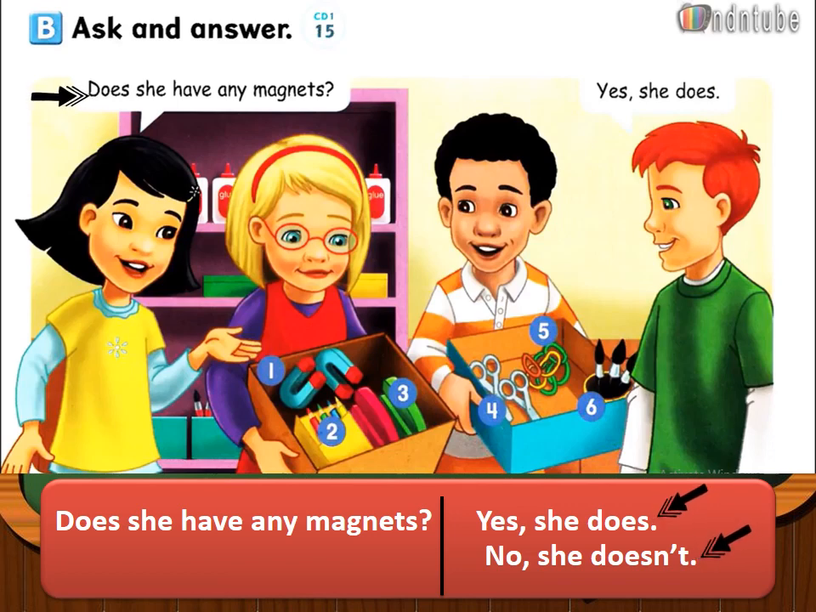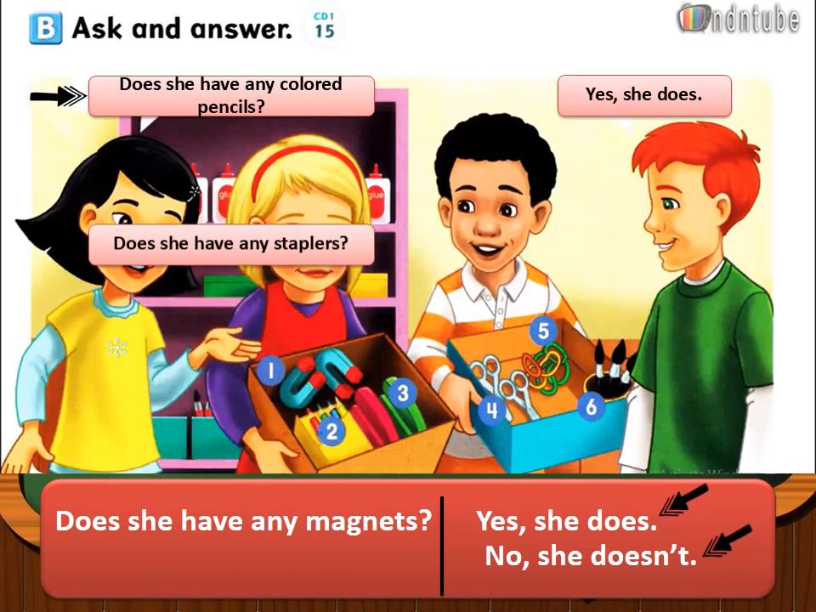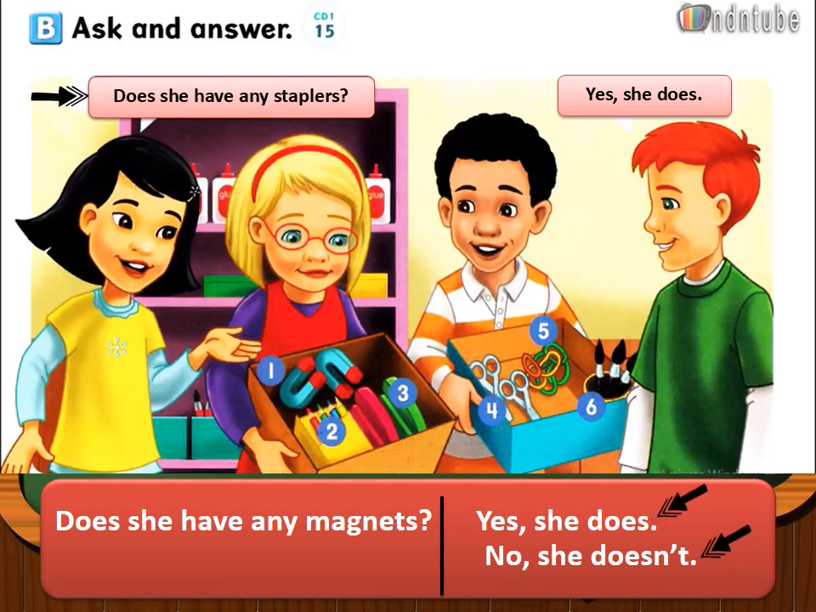Does she have any magnets? The answer is yes, she does. Now let's try number 2. Does she have any colored pencil? Yes, she does. Number 3. Does she have any staplers? Yes, she does. Does he have any scissors?